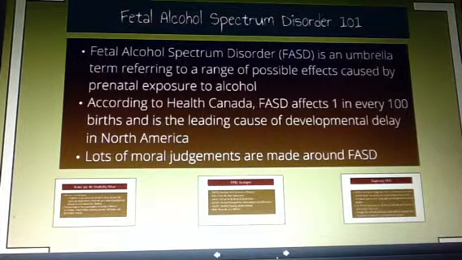Something to be cognizant of when working with students affected by FASD is that there are lots of moral judgments that are made that get in the way of service provision. To avoid making judgments about alcohol consumption during pregnancy, try to keep in mind that alcohol is a legally and socially acceptable drug in our society. Another thing to keep in mind is that women rarely drink alone. Men are usually there when women are drinking, and they can even be pressuring their partners to drink. So it is an issue that involves both men and women.